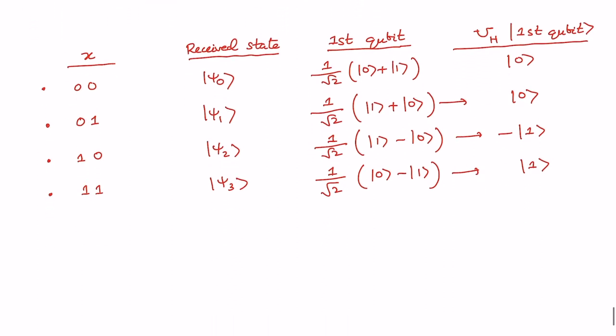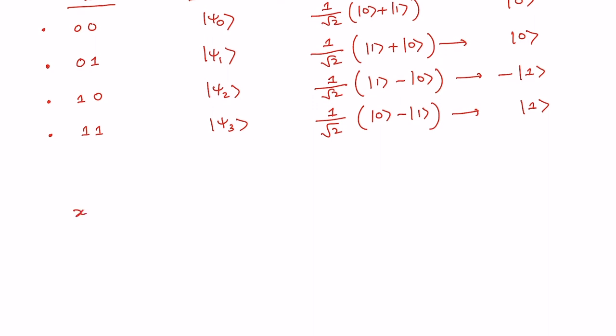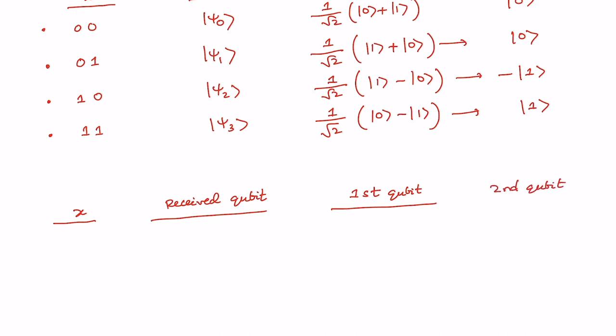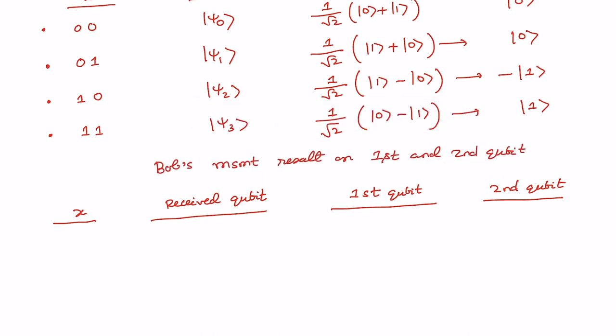Now let me tabulate the results of Bob's measurement on the first and the second qubit. Then from there, we'll be able to decide the classical bits actually. You'll see it very quickly. So let me make the table. First of all, what is the result of the first qubit measurement and then the second qubit measurement by Bob? Okay, this is basically Bob's measurement result on the first and second qubit.